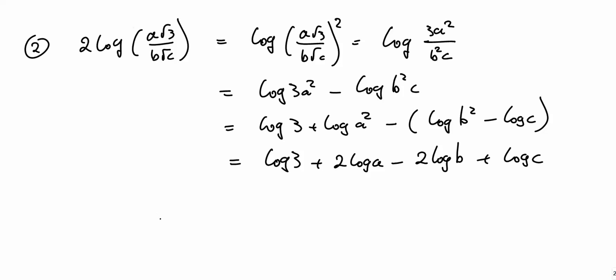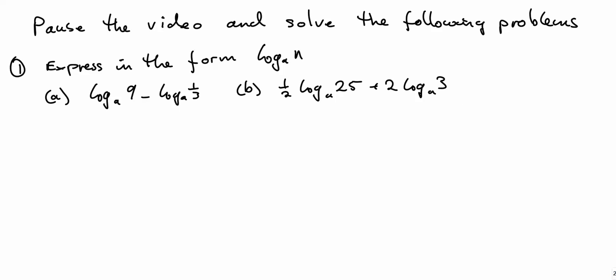Note also that if we don't have the same base, so log 5 to base 2 plus log 7 to base 3, that cannot be simplified. You can only do the simplification when we have the same base, so 2 there and 2 there, we could write as log 35, but not in this case. Now, pause the video and solve the following problems.